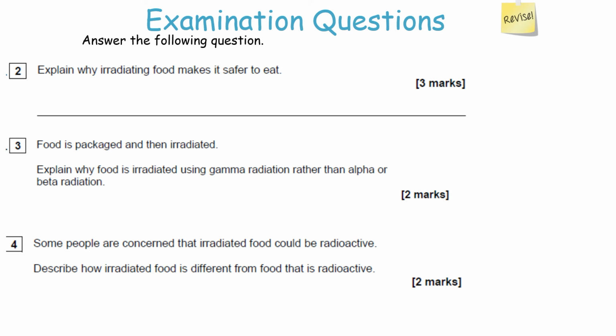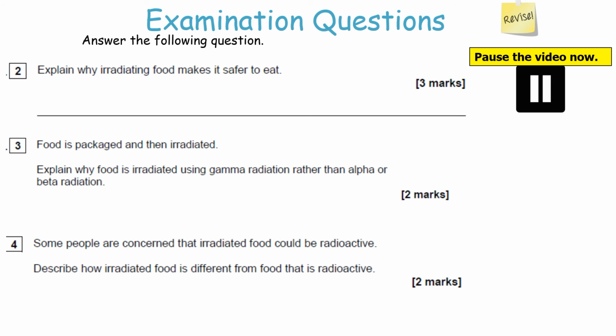Next question. Explain why irradiating food makes it safer to eat. Food is packaged and then irradiated. Explain why food is irradiated using gamma radiation rather than alpha or beta. And some people are concerned that irradiated food could be radioactive. Describe how irradiated food is different from food that is radioactive. Pause the video now, then unpause the video when you want to go through your answer.